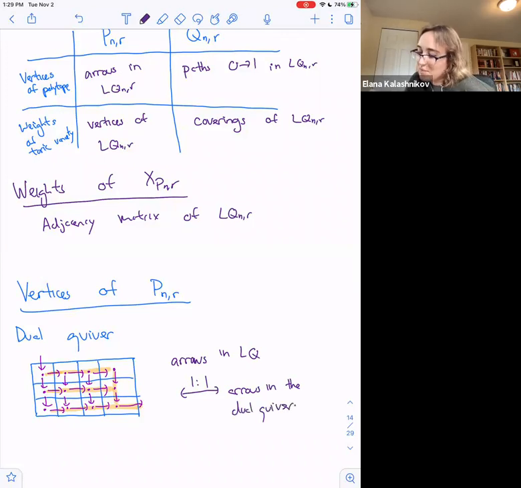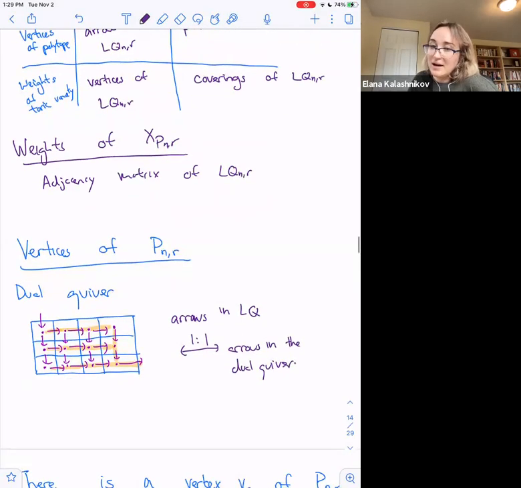So vertices of the polytope are indexed by arrows in your ladder quiver, but I can just tell you how they're indexed by arrows in the dual quiver because there's a one-to-one correspondence between these two sets. So how do you get a vertex if you're given an arrow? Let me tell you how to do that.